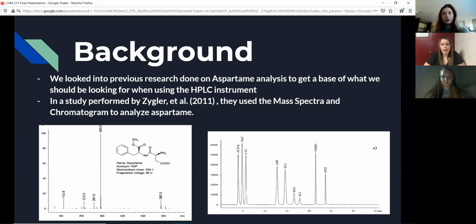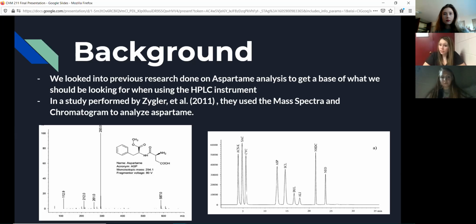Before starting our lab project, we wanted some background information on how to analyze aspartame using the HPLC instrument. We looked at a study performed by Ziegler et al., where we saw their analysis of aspartame using mass spectra and a chromatogram. Looking at the diagram at the left, that's their mass spectra graph of the aspartame. And what we saw was a peak at up to 293, which is the aspartame.